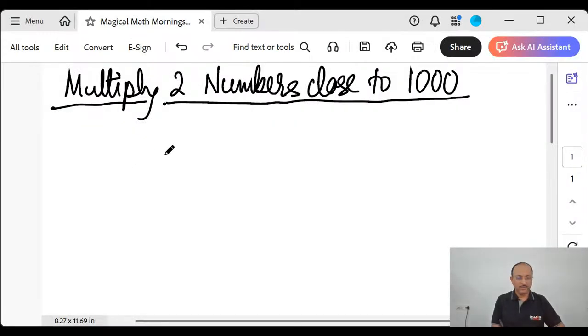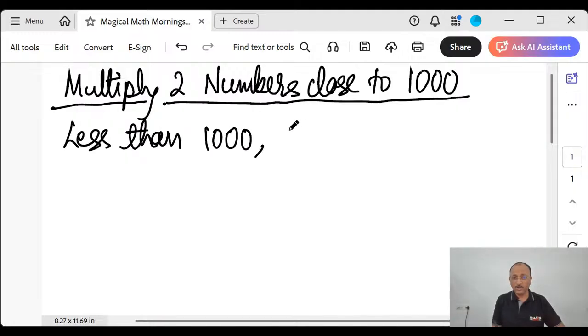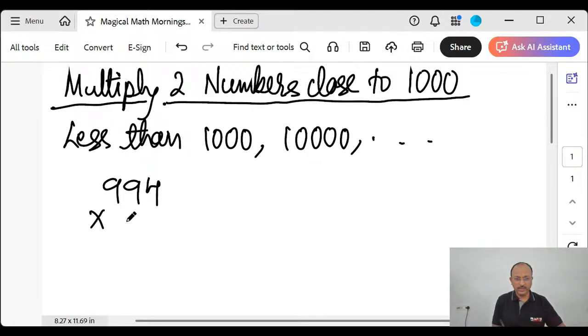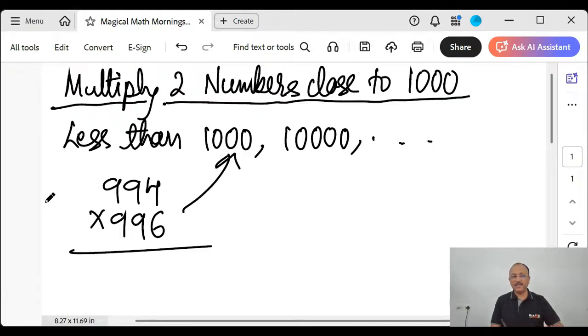Okay, let's start with an example of multiplying two numbers close to 1000. We'll take two numbers less than 1000. First, let's take one example. We want to multiply 994 into, let's take 996. Okay, these two are numbers close to 1000 but slightly less than this.